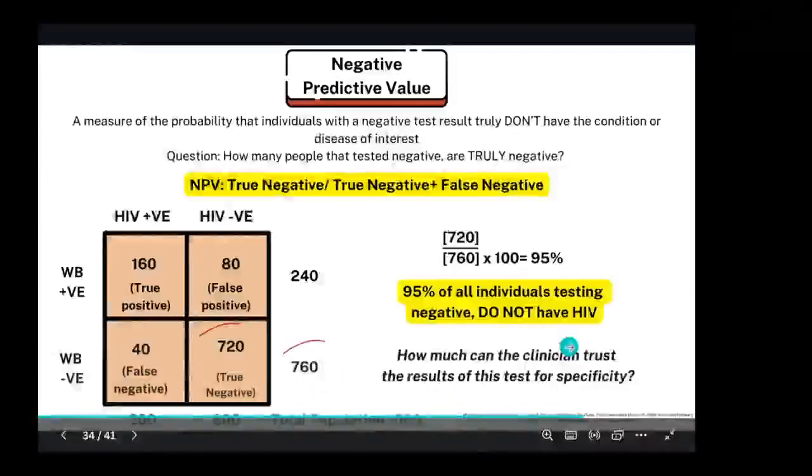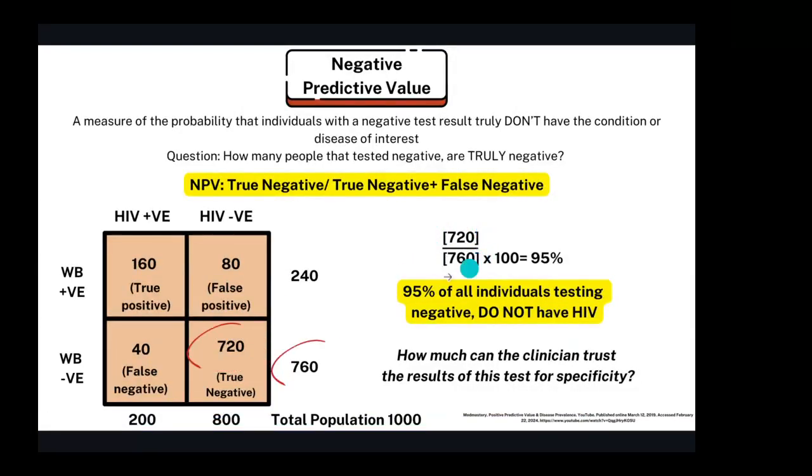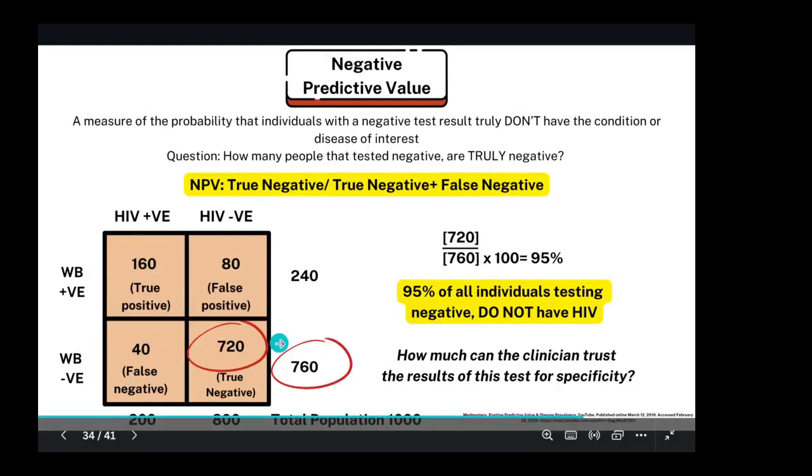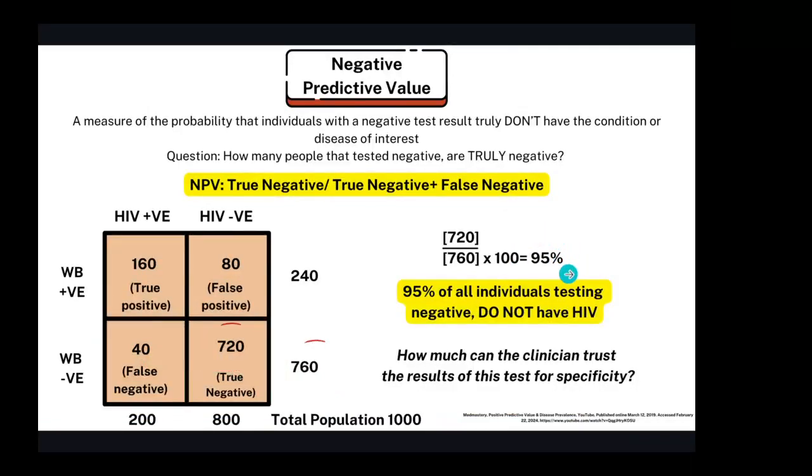This is a more realistic implication of it. So again, you have a Western blot test that identifies 720 out of the 800 who are HIV negative, but 40 have been given a false negative result. So you take the true negative and you plot that as your numerator, and you divide it by the total number of people who have been given a negative Western blot, whether it be HIV positive or negative. And that gives us a 95% score. And this is our negative predictive value.